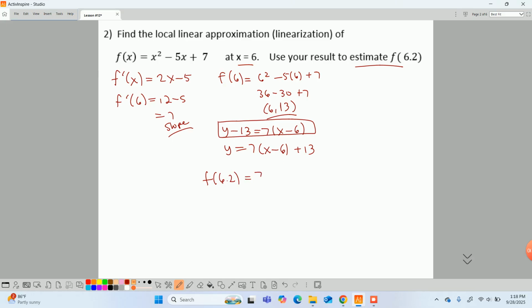Which I guess we could plug it in right here. That'll be 7 times 6.2 minus 6 plus 13. Now we can do the math here, but a lot of the times we can just leave our answer like this. There's no need to simplify, okay? All right, that's all you got to do here, and that's how we could take our estimates, okay?